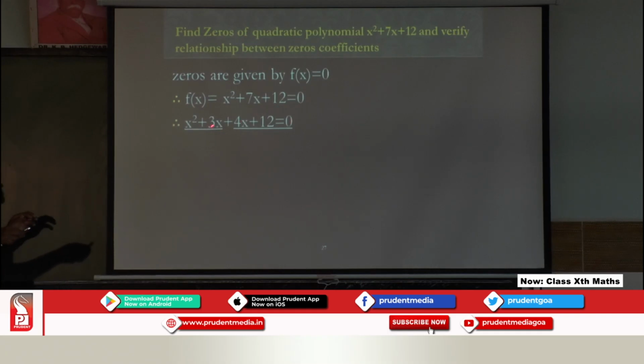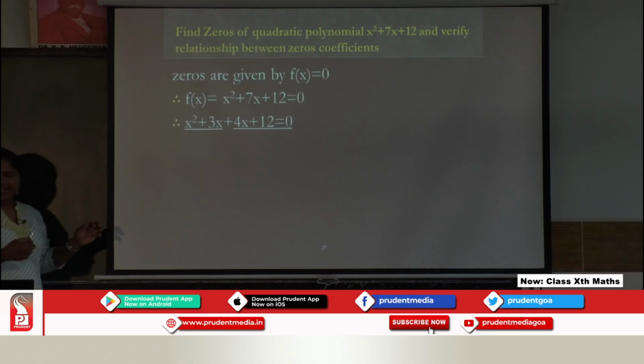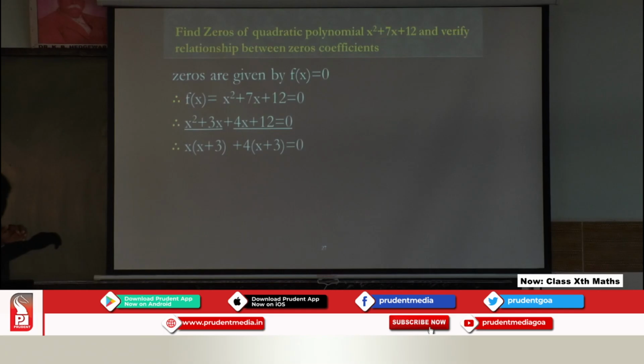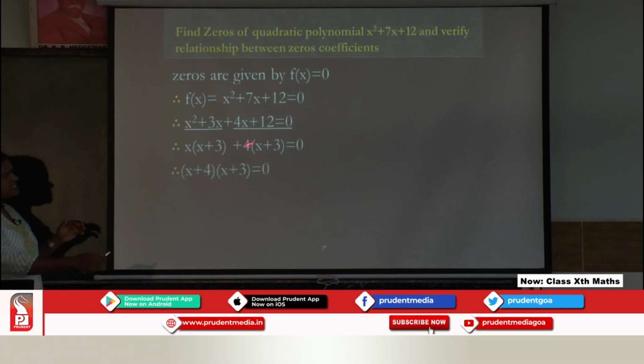Now in the first group x is common, so take x out. So what remains is x plus 3 in the bracket. Then 4 and 12, here 4 is common, so take 4 out, again x plus 3 in the bracket. These 2 brackets are same, so take it out. So what remains is x plus 4 and x plus 3.